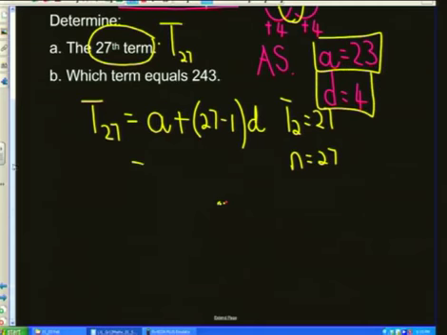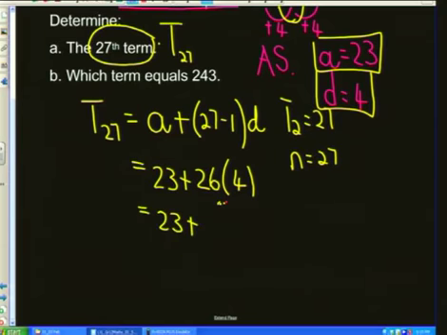But the good news is we do know what a is, and we do know what d is. So if we go over here, the a is 23. 27 minus 1 is 26, and the difference is 4. So that's not difficult at all, because now I'm going to say this would equal 23 plus 4 times 26, which is 104, I hope, which is going to equal 127. I hope I've worked that out correctly, but I won't check it. I think it is right.